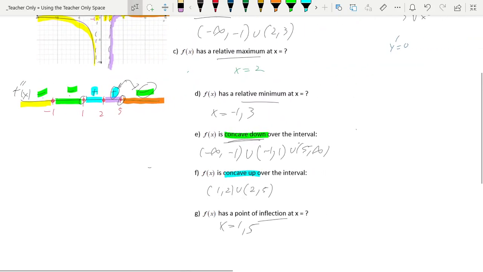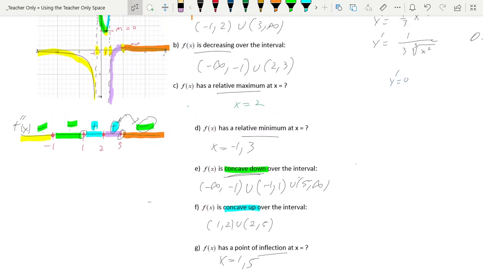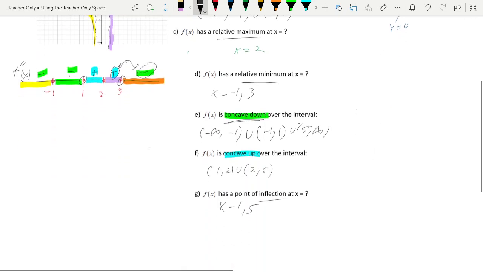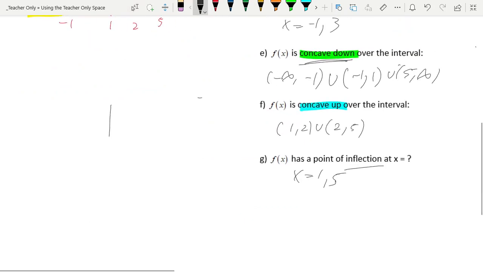The kind of neat thing about this is you can have inflection points that come from vertical asymptotes. You could have mins and maxes that come from vertical asymptotes, because they're not really vertical asymptotes, because they told us the original problem was continuous. So you'll be on the lookout for this. Very similar problems, maybe something that looks like this.